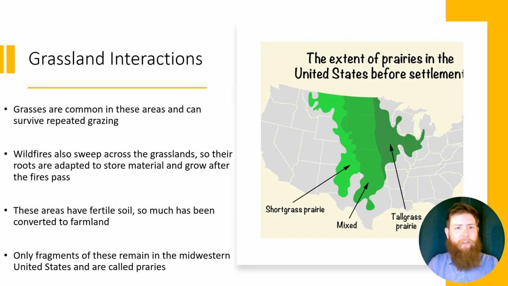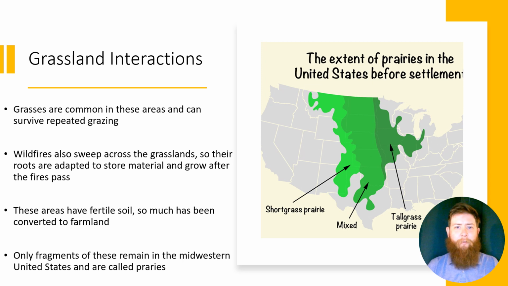There are some interactions inside grasslands that are kind of unique. So the grasses have developed ways to survive being eaten all the way down to just about the roots, and so they can survive this repeated grazing. The grasses are also able to survive wildfires. As that wildfire burns everything, it burns so fast that it doesn't burn underground. And so those roots that are adapted to store a lot of material will grow after this fire passes.